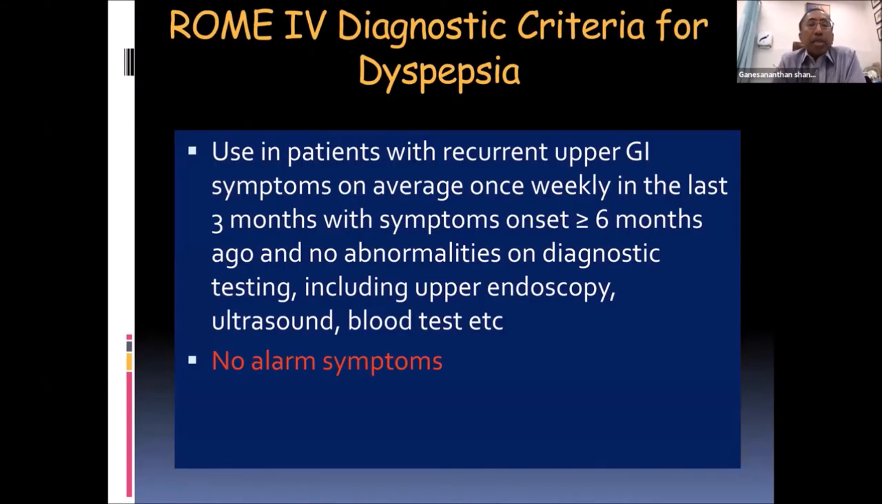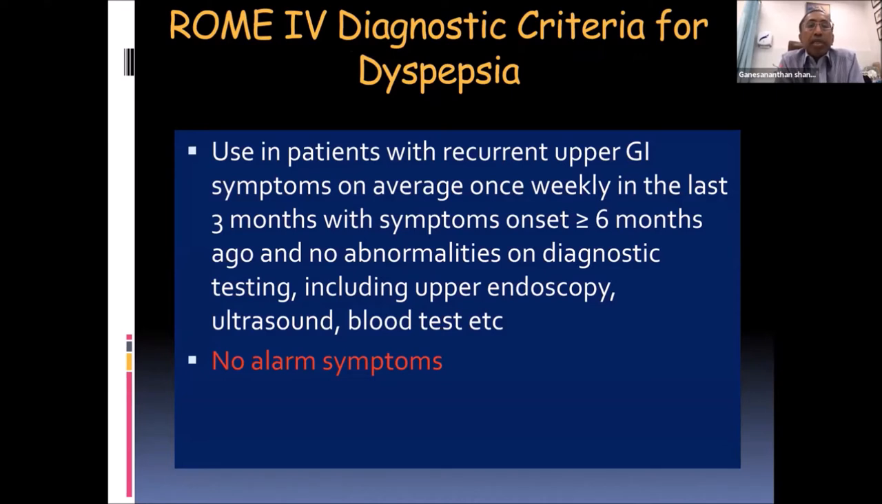What is dyspepsia? Now, in the Rome 4 criteria, so there must be Rome 1, 2, 3, and now the fourth one. Rome is where a group of people got together, gastroenterologists. These are all the functional disorder consultants, gastroenterologists of prominence, who got together and deliberated on topics of concern. And one of them is functional dyspepsia.